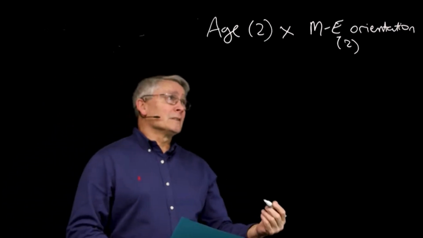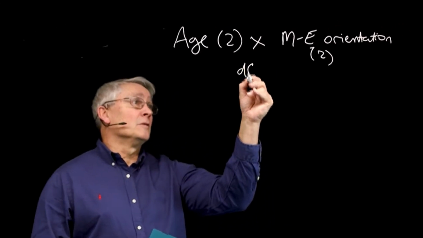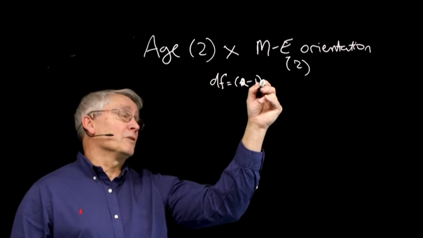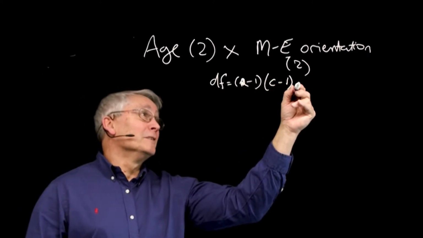And the nice thing about this problem is the degrees of freedom stay pretty straightforward. It's the number of rows minus 1, the number of columns minus 1, which is equal to 1.